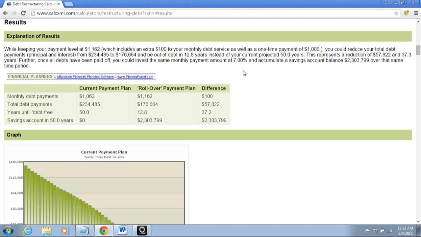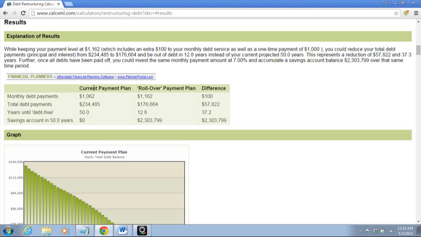Remember that 7% we keyed in? Let's say you find a vehicle where you're able to return 7%. You're able to accumulate a savings account balance of $2.3 million over that same time period. Folks, there's your retirement, $2.3 million. And you see the difference here.